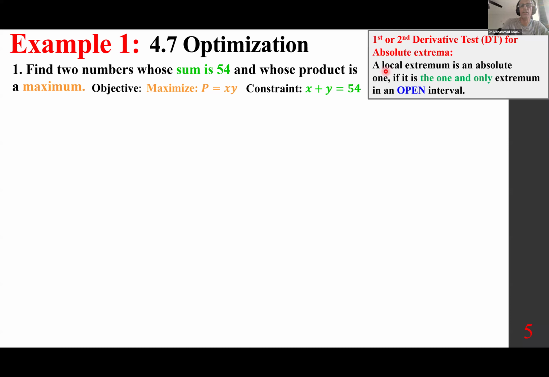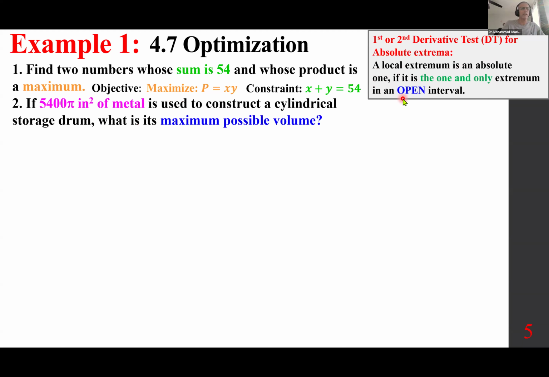And the idea is that if you have a local extremum, it becomes an absolute one if it's the one and only extremum in an open interval. Here's another example. If 5400 pi inch squared of metal is used to construct a cylindrical storage drum, what is the maximum possible volume? So here's the shape. As you know, for a cylindrical shape, the volume is the area of the base pi r squared times the height.